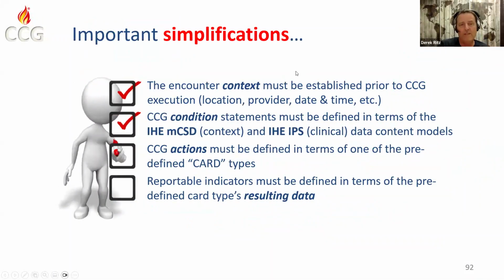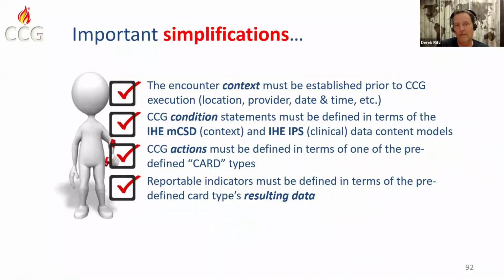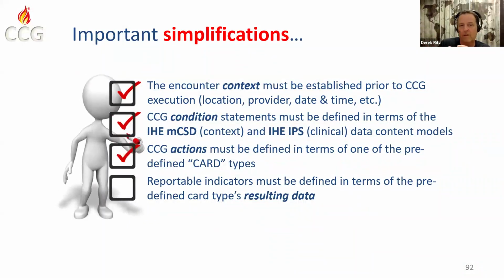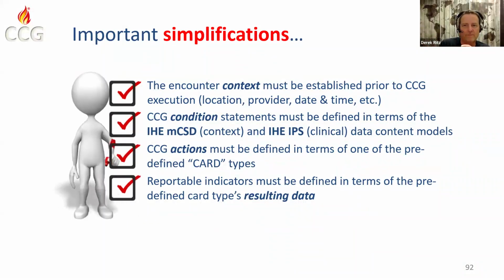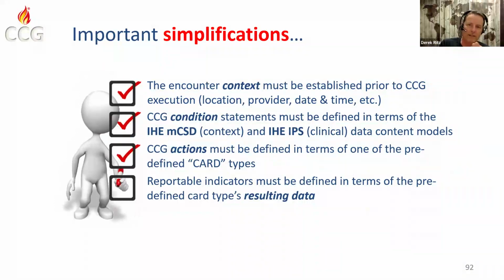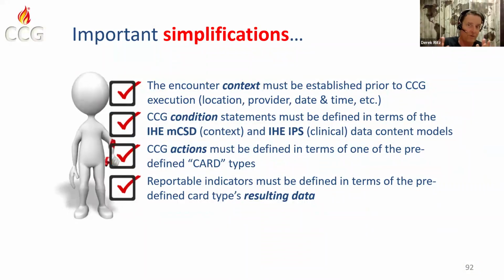Now, for this to work successfully and correctly, here's some important simplifications. This is where the IHE work has simplified the underlying HL7 specifications. The encounter context has to be established before you start. You have to know the provider, the location, the date and time, all of those things that are in an encounter resource, a FHIR encounter resource.